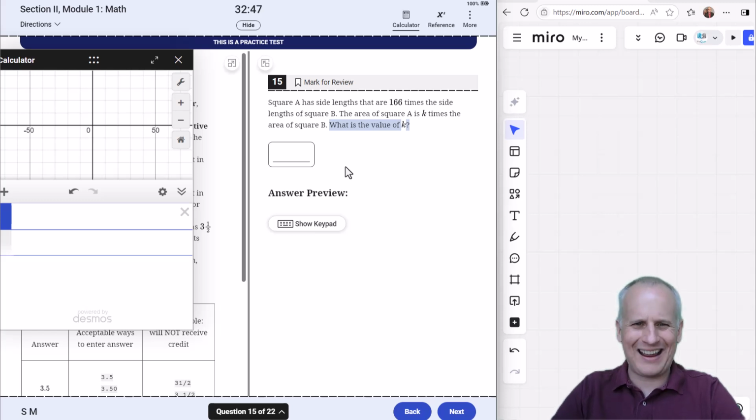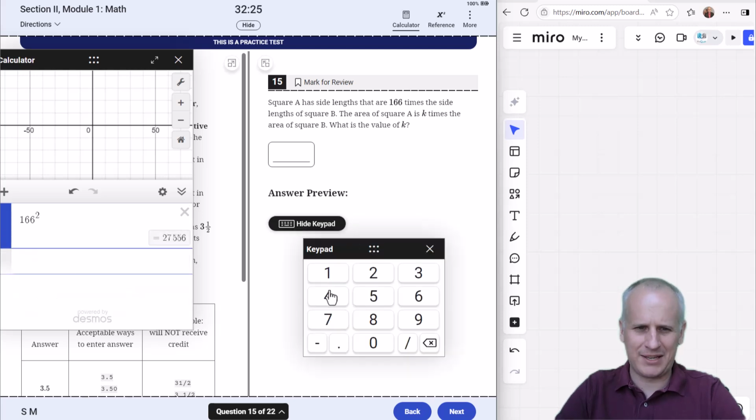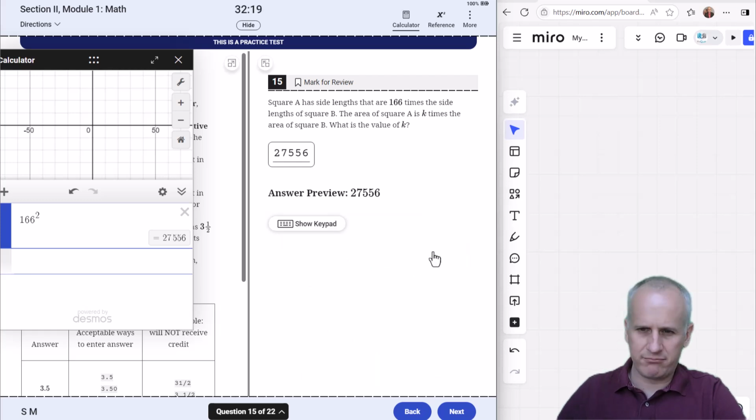So square A, and I already know this, has side lengths that are 166 times the side lengths of square B. Well, that just means that square B, we'll just call it side length B, has an area of B squared. Well, when we square 166 times B, we're just squaring 166. So we're going to have 166 squared. There's my answer. I can pull up the keypad if I'm so inclined to get 27556. But if you don't recognize the algebraic approach, we can potentially model this.